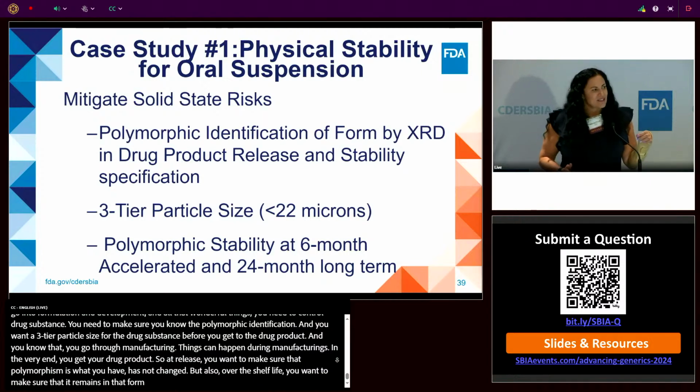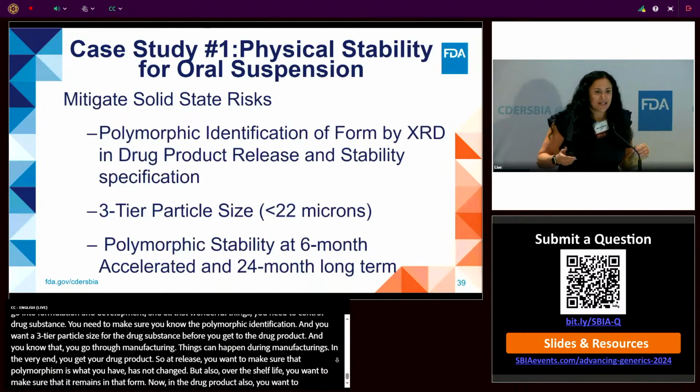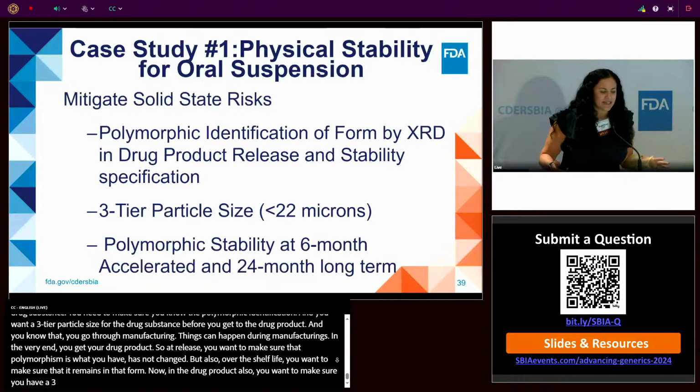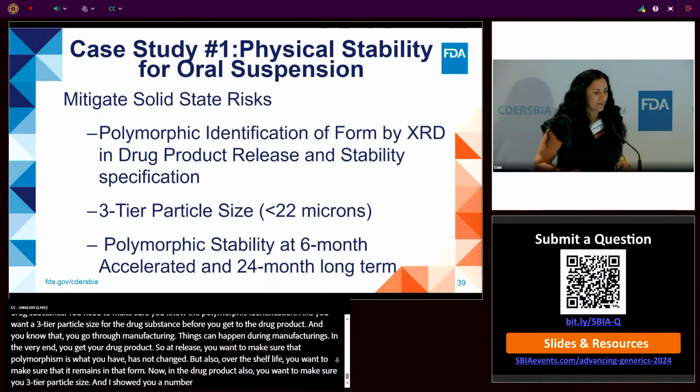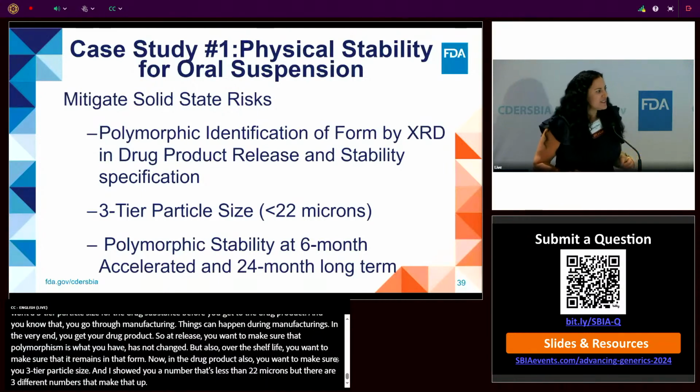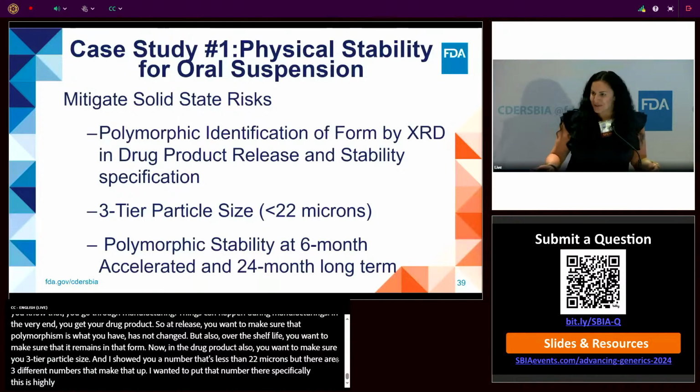Now, in the drug product also, you want to make sure you have a 3-tier particle size for the actual suspension, that you know exactly what the particle size is, and there's a range, and there's 3 tiers. Now, I show you a number that's less than 22 microns, but there are 3 different numbers that make that up. I wanted to put that number there specifically because I wanted to show that this is highly micronized. And this is a trick that pharmaceutical scientists do.